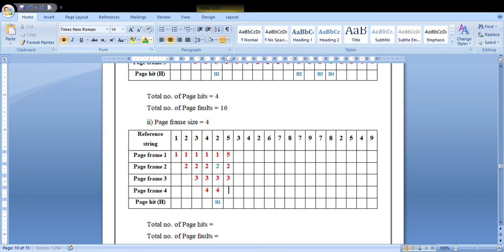5, 2, 3, 4. Next is 3. 3 is already existing in the frame. Keep the values as it is. But from here the count for 3 is going to reset. This is page 2. Next is 4. 4 is already present in the frame. So keep values as it is. One small change is the count of 4 is going to restart from that point.